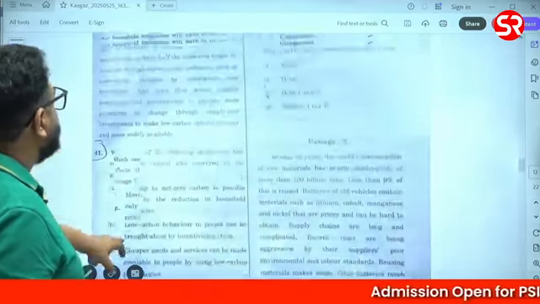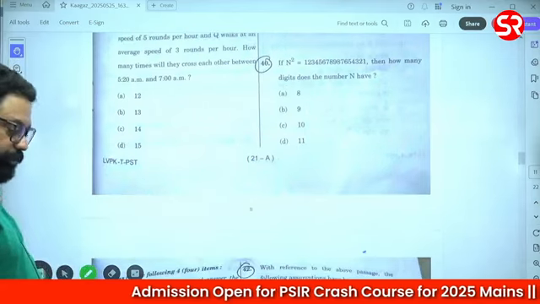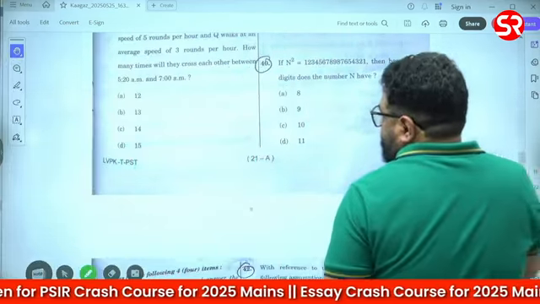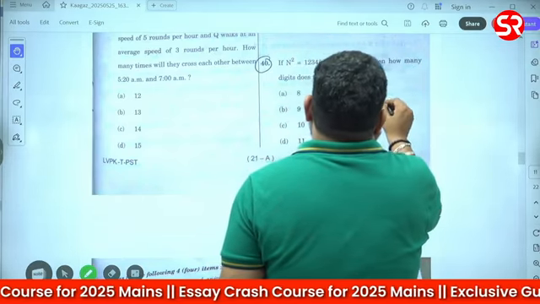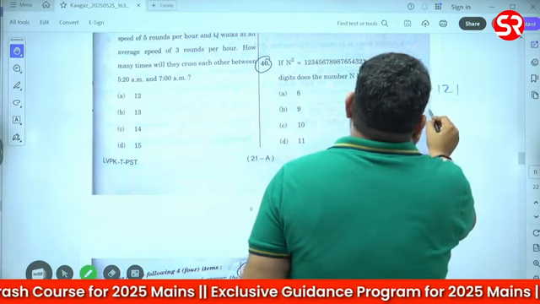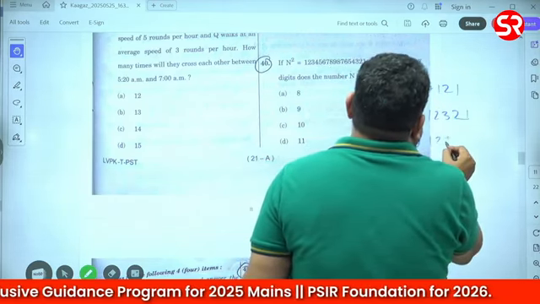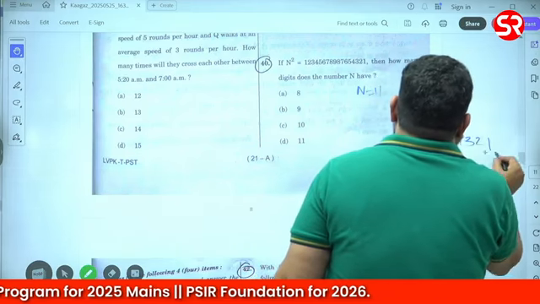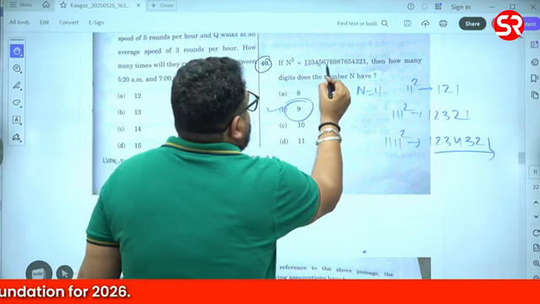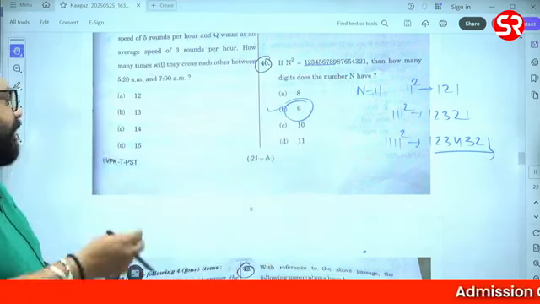Let's see, guys. Oh, this is the same question, a repeat of 2023. N is equal to 11, so 11 squared is 121, 111 whole square is 12321, 1111 whole square is 1234321, and so on. So definitely 9. Going 1, 2, 3, definitely it would have 9 ones.